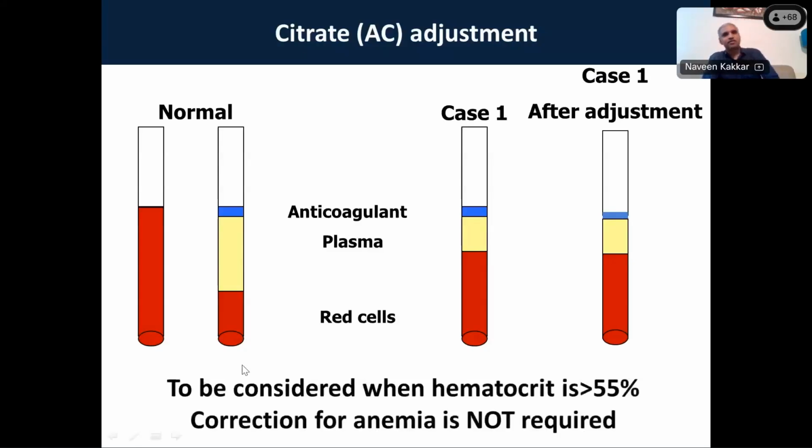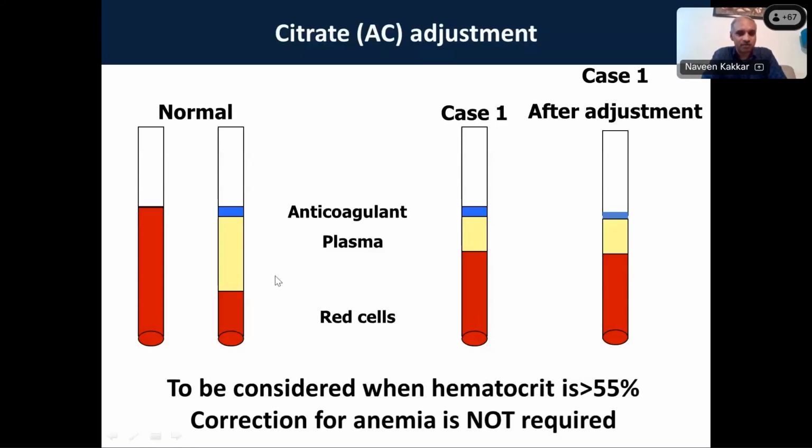So also, whenever your hematocrit is more than 55%, you need to look at this carefully and do this correction. Less than that, even if the hematocrit is, say, 53 or 52, it will not matter too much clinically. But beyond 55, a citrate correction must be done.